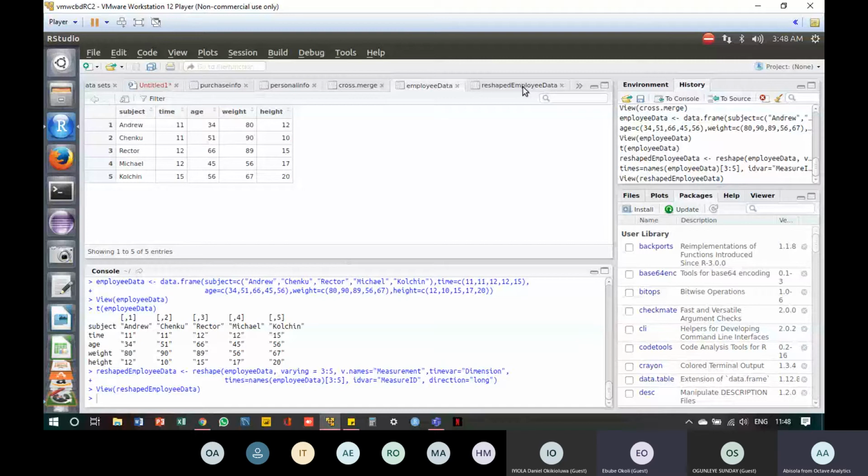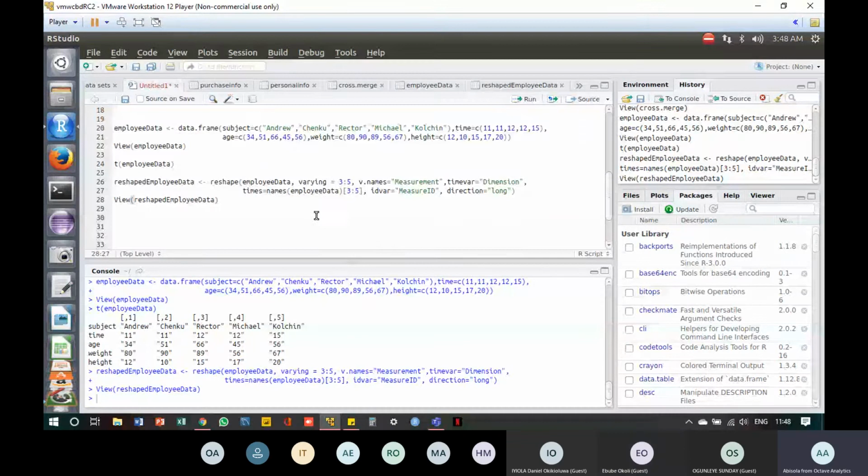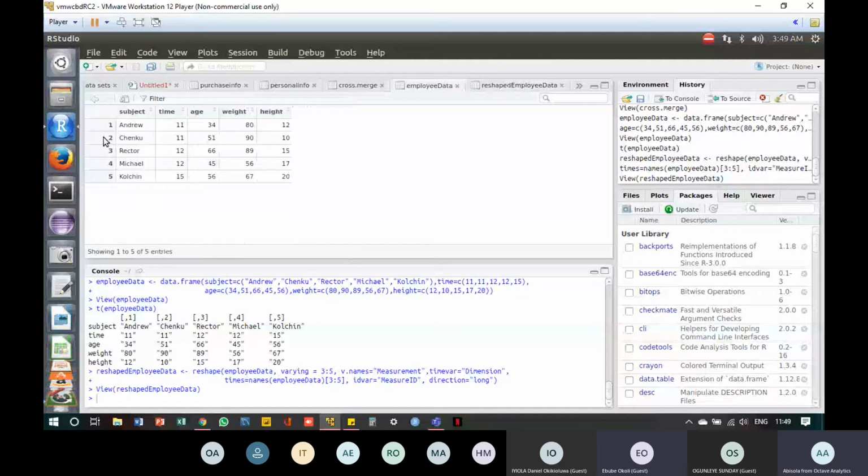So that's just basically what it does. It's just elongating your data. Times equals names. Okay, so let's go to the next one. Times equals names employee data 3 to 5. So now let's see what times is. Time is giving us 11, 11, 12, 12, and so on. Now see something. Let's look at 2 to weight, giving us 11. Now come here. 2 to weight gives us 11.